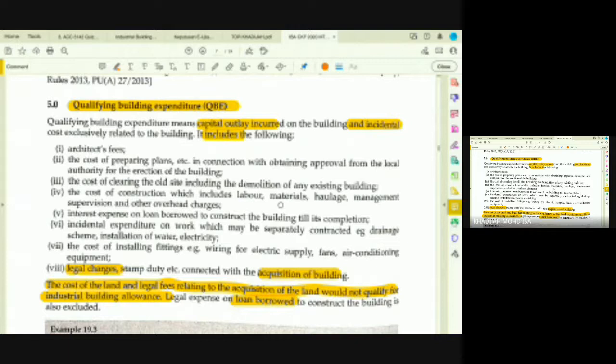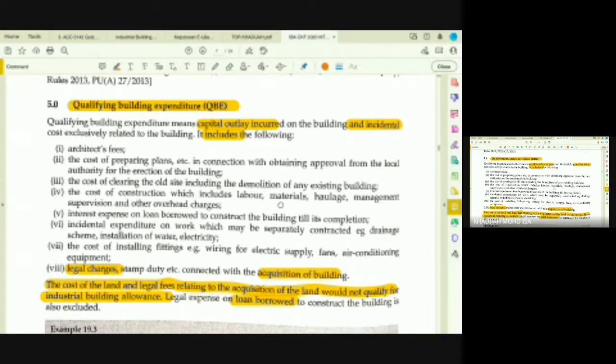But normally we have the architect's fee. So if you were to purchase, when you have a building, either you purchase a building or you construct a building. When you purchase a building, it's very straightforward. Whatever the amount stated in the SPA, that would be your qualifying expenditure. But if you construct a building, then you have a lot more expenses, a lot more costs, which have to be considered.